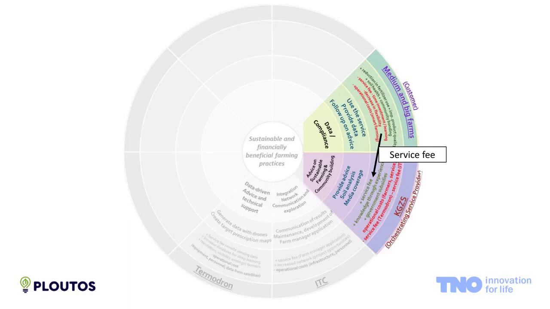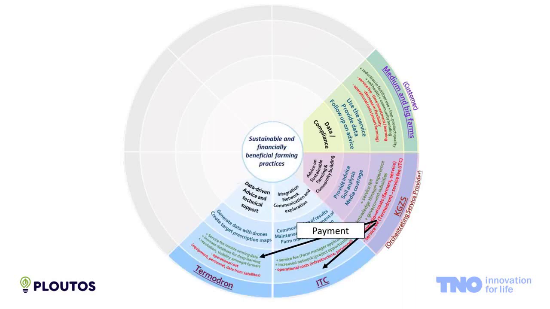In terms of costs and benefits, the customer pays a service fee to KGZS. In return, it is able to use the service and reduce fertilizers and optimize product quality. KGZS uses this fee to pay for the efforts of ITC and Thermodron. It generates costs in terms of operations to provide the service, but also benefits from knowledge generation, as well as access to subsidies.